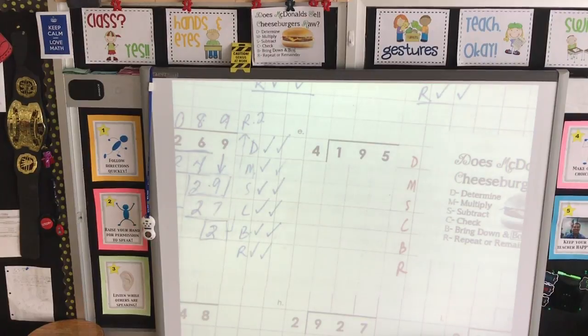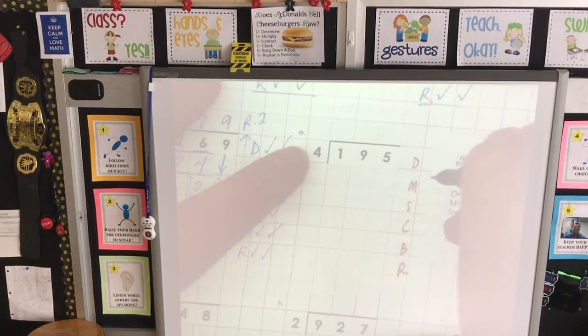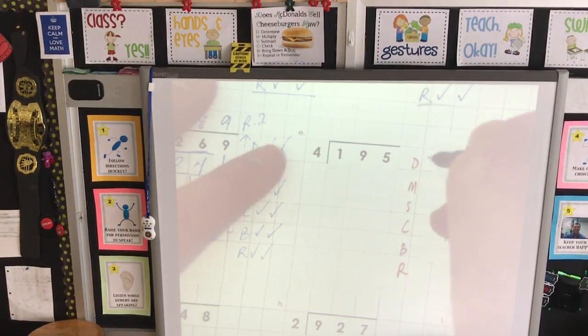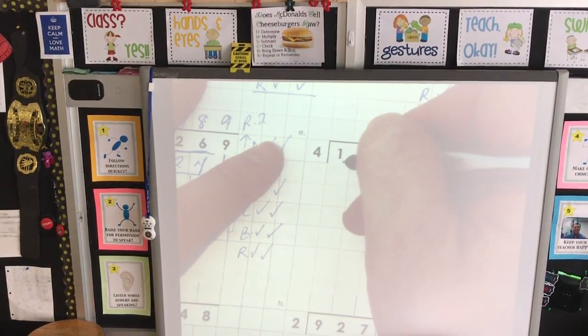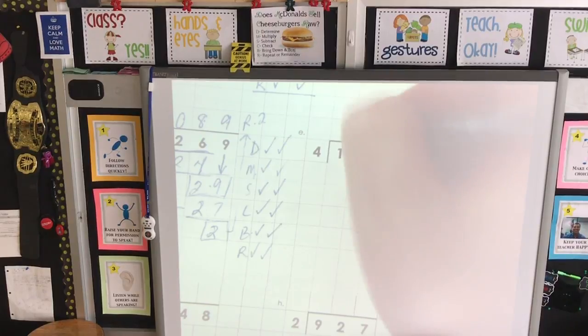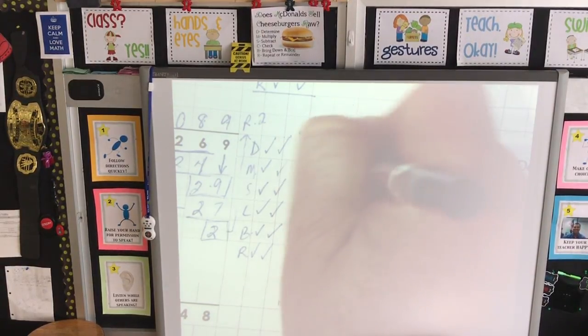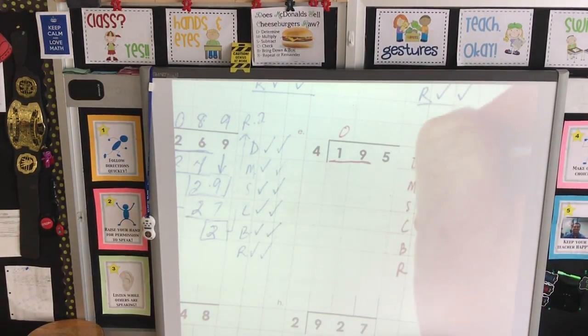Come on now. Here we go. Ready? Faster. Let's get it together, all together as a group, as a big team. Starting with D. So ready? Determine 4 times what gets me close to 1 without going over. What's my number? 0. So underline 19 instead. And let's check off determine.